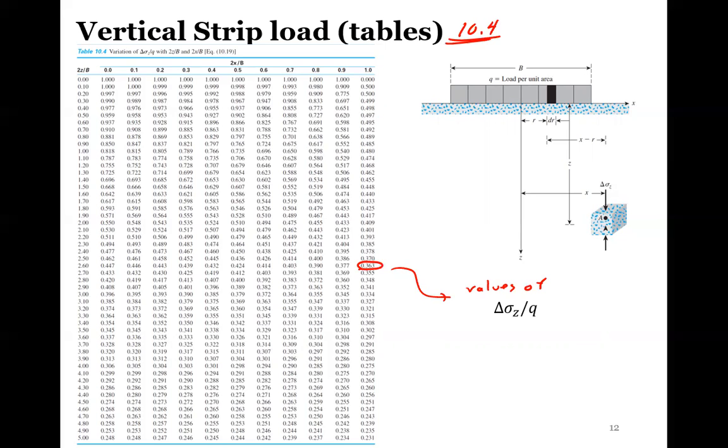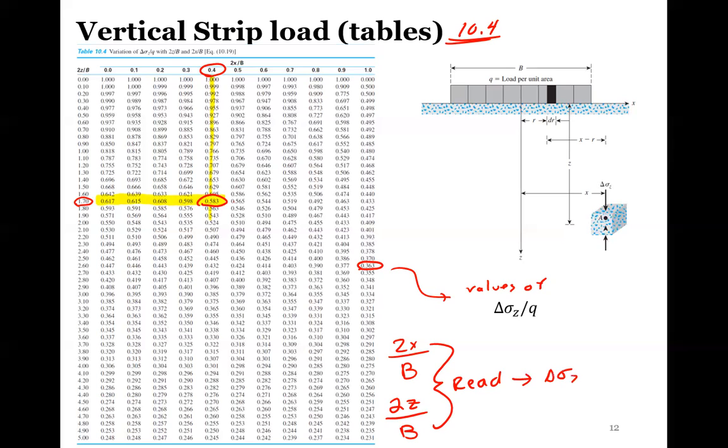So what we would do is calculate 2x, so 2 times the horizontal distance divided by the footing width, and then you'd also find your 2z divided by the footing width. And then you'd read the table wherever it intersects. So let's say you have this and this, then you would read down here, wherever it intersects, that is your delta sigma z divided by q value.